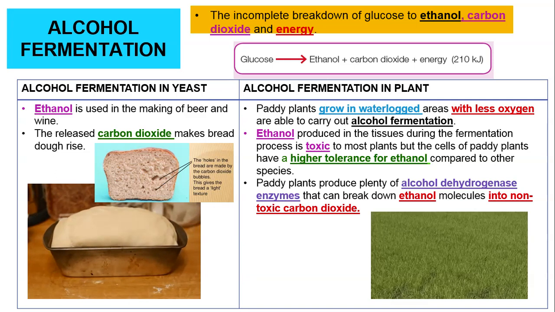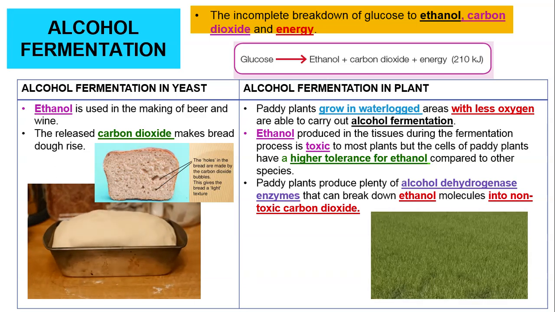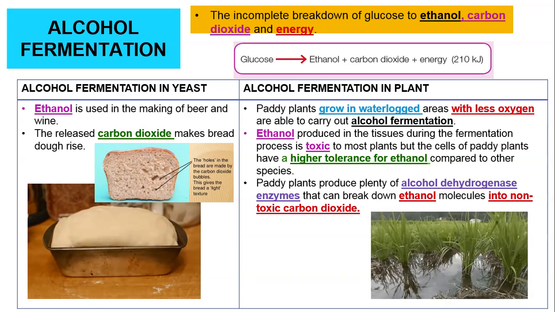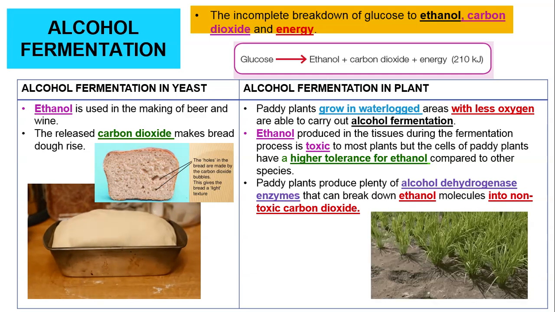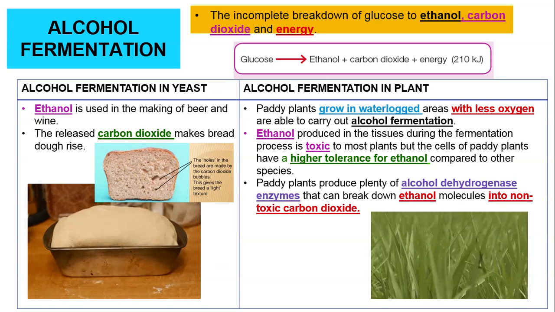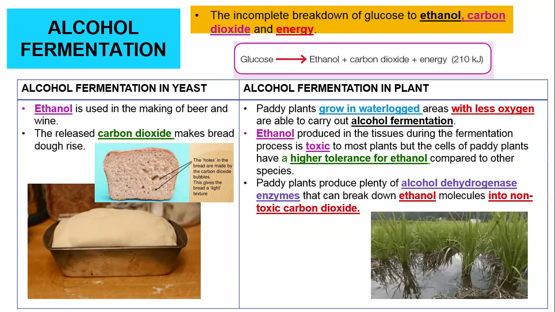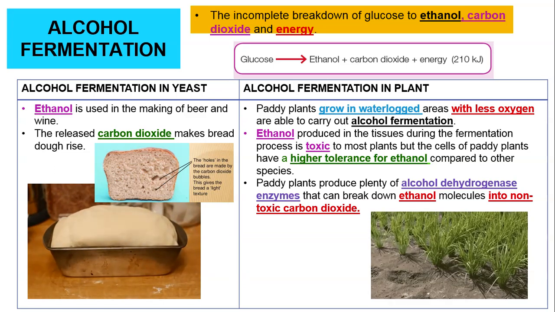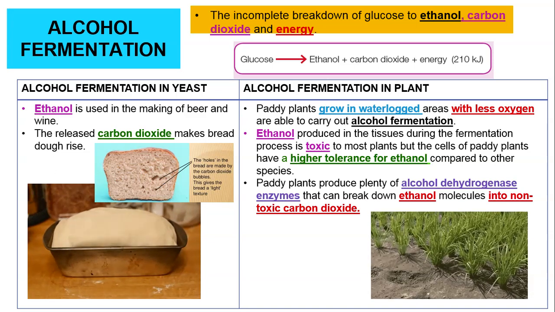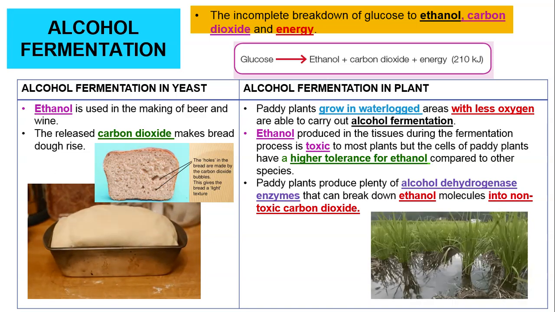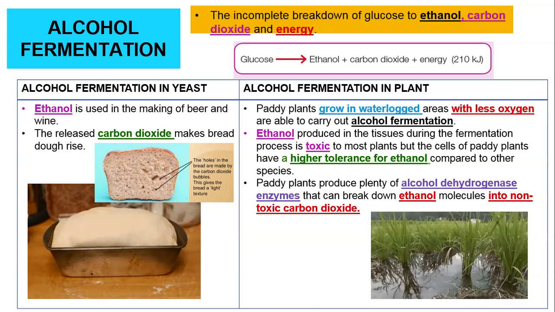Meanwhile, for alcohol fermentation in plants, we are discussing the paddy plant. Paddy plants grow in waterlogged areas, which lack oxygen, and are able to carry out alcohol fermentation. Ethanol produced in the tissues during fermentation is toxic to most plants, but paddy plants have a higher tolerance for ethanol compared to other species. So what makes the paddy plant so special? This is because the paddy plant can produce plenty of alcohol dehydrogenase enzyme, and this enzyme can break down the ethanol into non-toxic carbon dioxide.